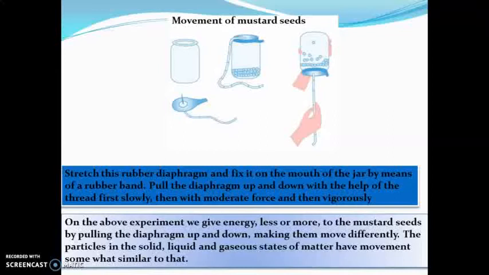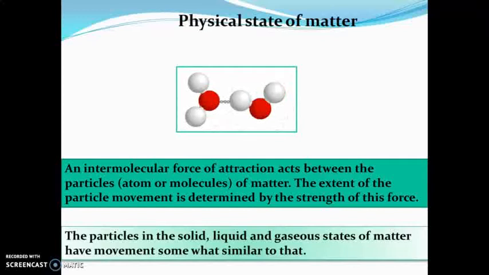Now, matter or an atom is a very small, very tiny particle, so we cannot actually see how it is moving. But the collection of those particles makes the solid, liquid and gaseous states around us. So we see some kind of movement in these three states of substance. Let's study that. Now, coming to the physical states of matter.